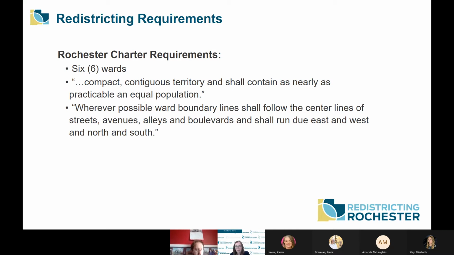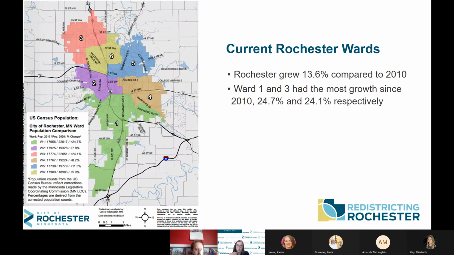So then I will jump into our current Rochester Ward Map. You can see on this map, we have 6 wards that are in different colors. I'll start by describing the growth we've seen overall. Rochester, like I mentioned, grew about 13.6% compared to 2010, and Ward 1 and 3 had the most growth since 2010 with 24.7% and 24.1% respectively.